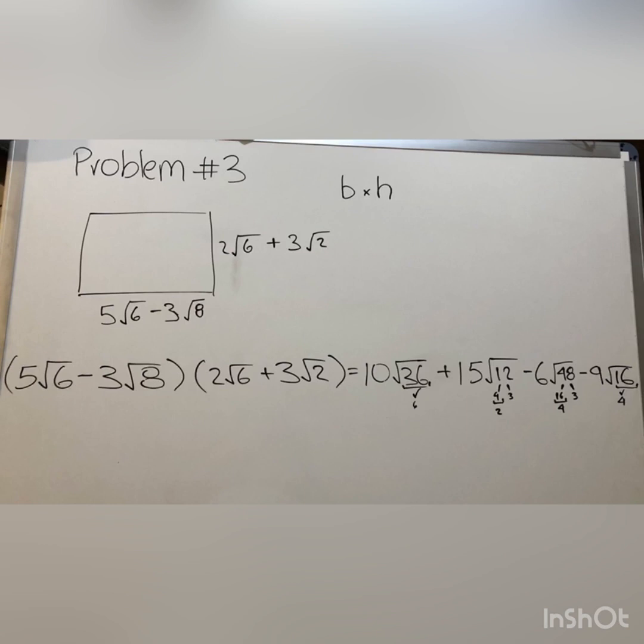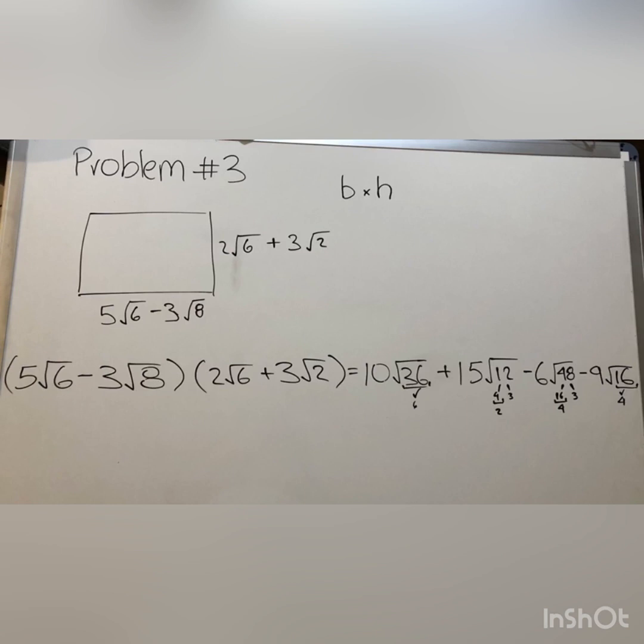Multiply the first two numbers, 5 square root of 6 and 2 square root of 6, which equals 10 square root of 36. Then the outer numbers, 5 square root of 6 and 3 square root of 2, which equals 15 square root of 12. Then the inner numbers, minus 3 square root of 8 and 2 square root of 6, which equals minus 6 square root of 48. And the last numbers, minus 3 square root of 8 and 3 square root of 2.